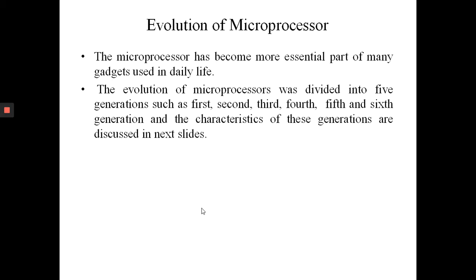Evolution of microprocessor. Microprocessors are nowadays an essential part of all gadgets which we use in day-to-day life. The evolution of microprocessors is divided into 5 to 6 various generations, such as first generation, second generation, third generation, fourth generation, fifth generation, sixth, and the characteristics of these generations are discussed.